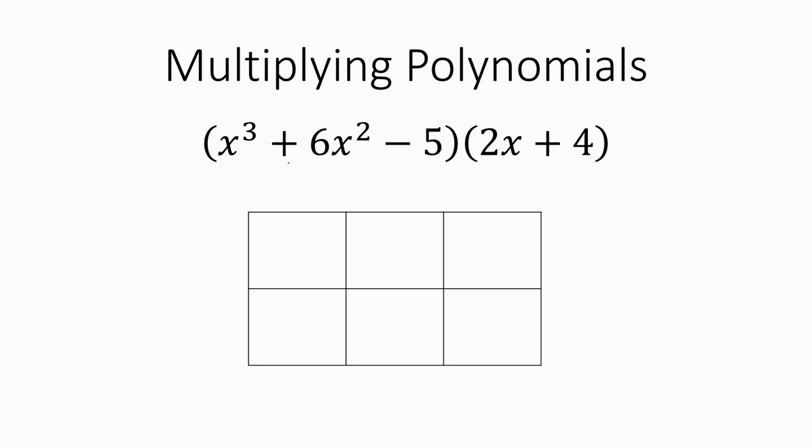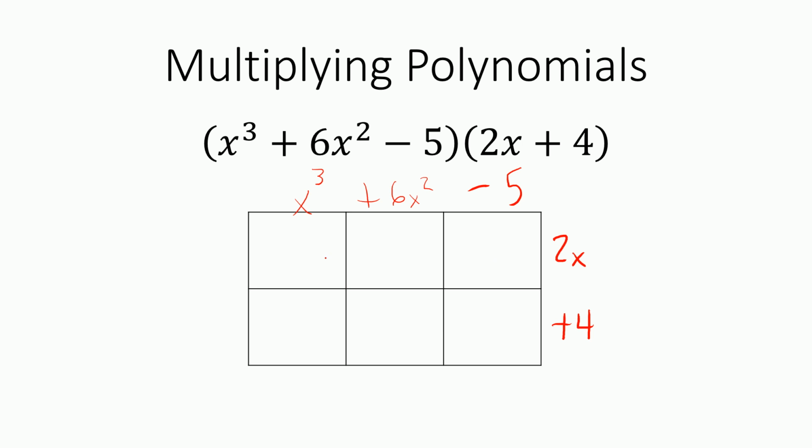And it's all in what we would call lowest terms, which would mean that there's no like terms that we can combine. So one of the ways we can make sure that we multiply everything in here by everything in here is to use this box, or what we call an area model. What that means is that we're going to take this polynomial and write it across the top: x cubed plus 6x squared minus 5. And then on the side, we're going to write the second polynomial, 2x plus 4.